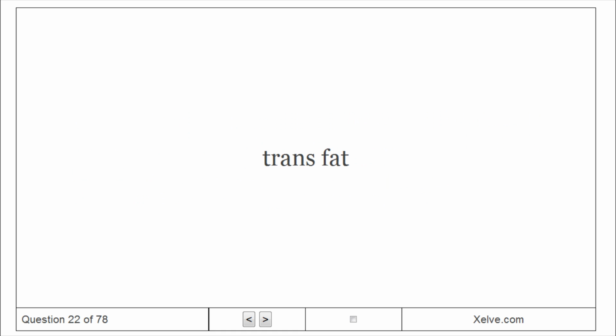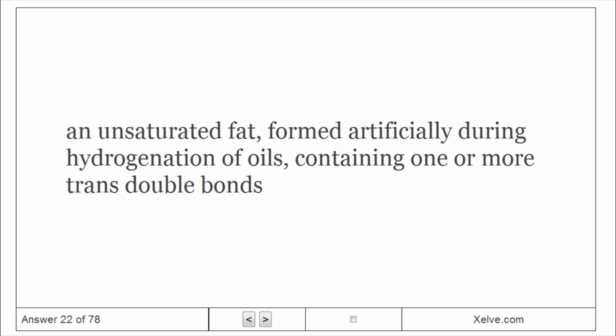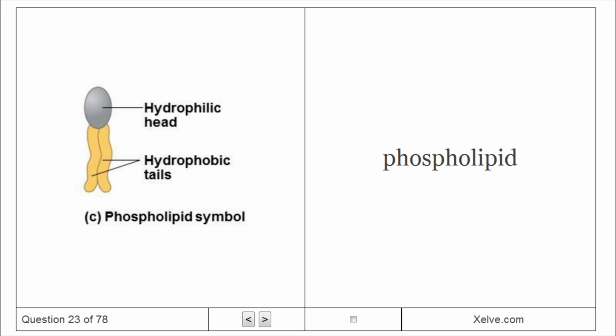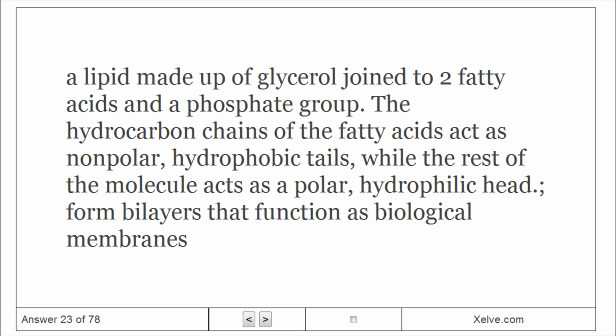Trans fat. An unsaturated fat, formed artificially during hydrogenation of oils, containing one or more trans double bonds. Phospholipid. A lipid made up of glycerol joined to two fatty acids and a phosphate group. The hydrocarbon chains of the fatty acids act as nonpolar, hydrophobic tails, while the rest of the molecule acts as a polar, hydrophilic head, form bilayers that function as biological membranes.